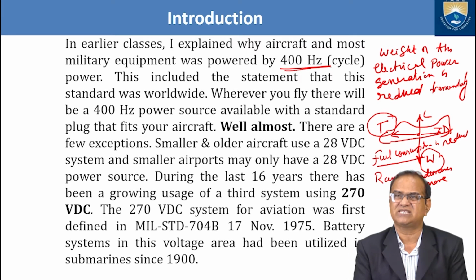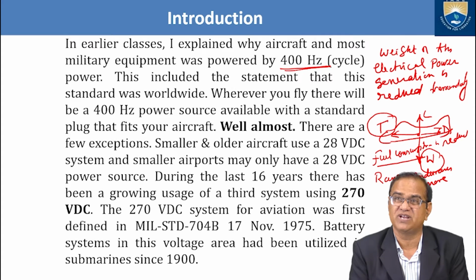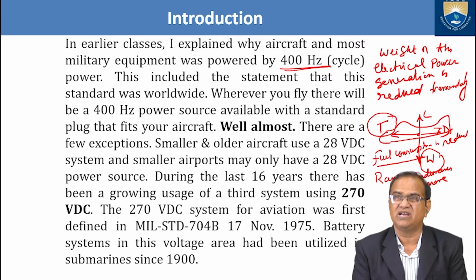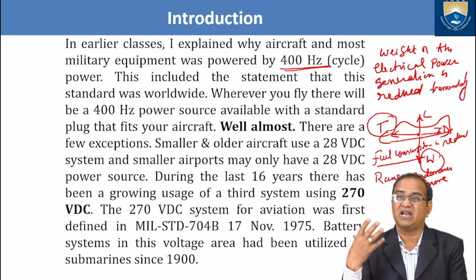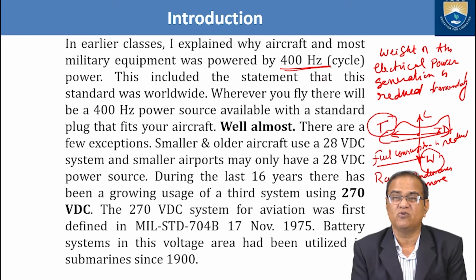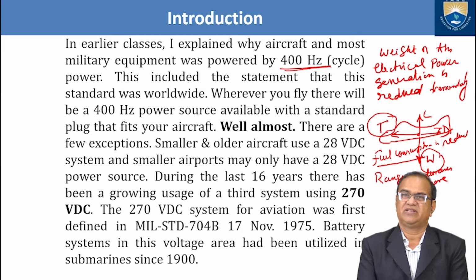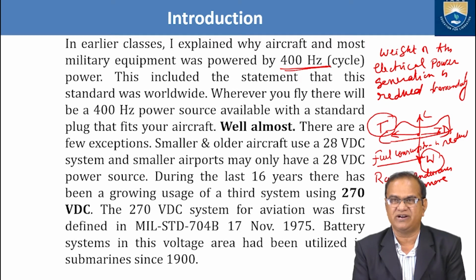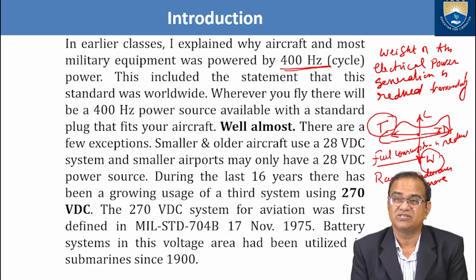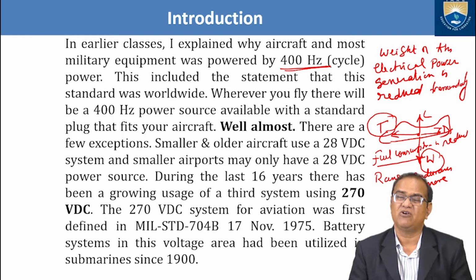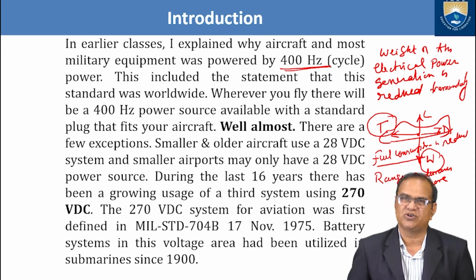During the last 16 years, there has been a growing usage of a third system. So either we have used 115 volt 400 Hertz AC, or 28 volt DC. But for the last few years, a growing tendency toward 270 volt DC has developed. The 270 volt DC system for aviation was first defined in Military Standard 704B, on 17th November 1975. In this, they have given some standards for this 270 volt DC.